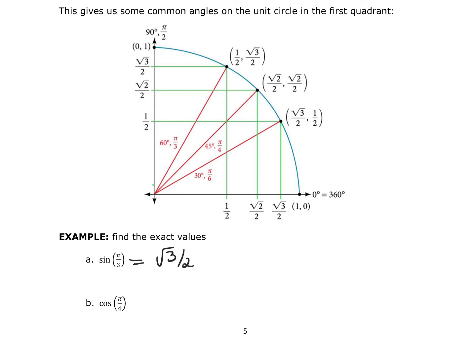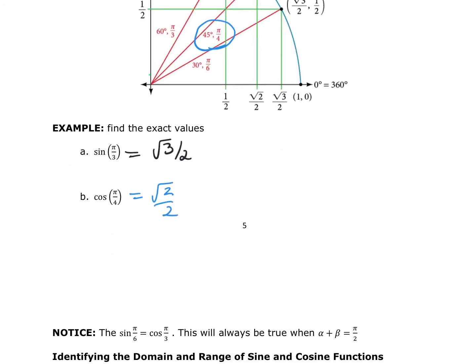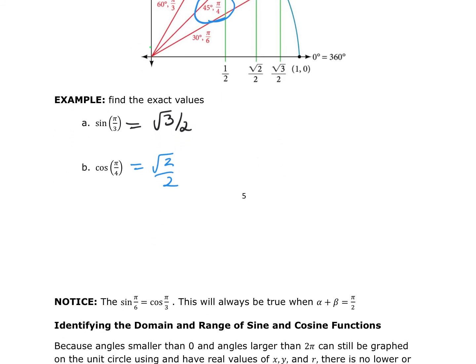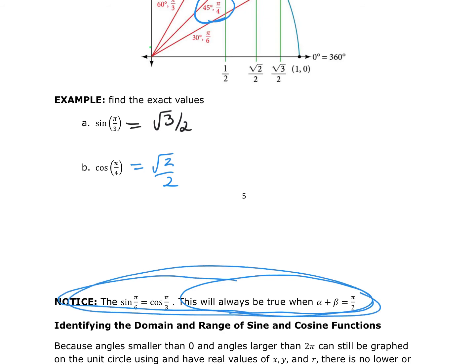If I am asked to find the cosine of pi over 4, I'm going to go to pi over 4, and I'm going to choose the x value, which is the square root of 2 over 2. Now, if you notice, the sine of pi over 6 is equal to the cosine of pi over 3. This will always be true when two angles, alpha and beta, add up to pi over 2 or 90 degrees. So this is something else that you might want to write in your notes because this will be really important.